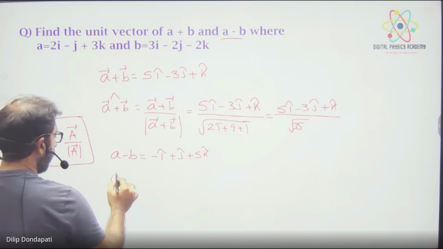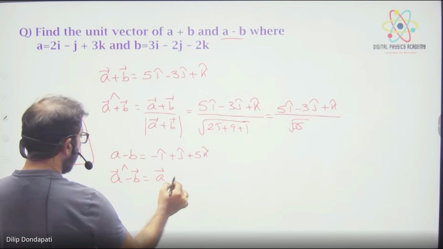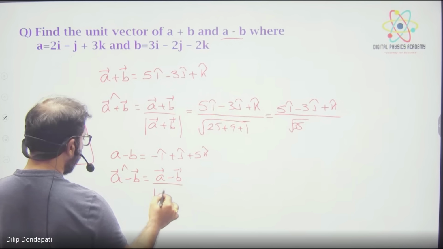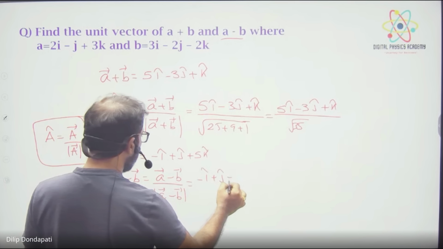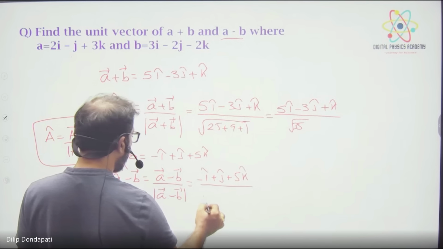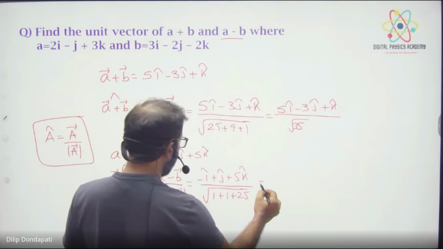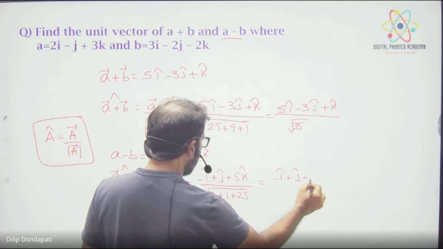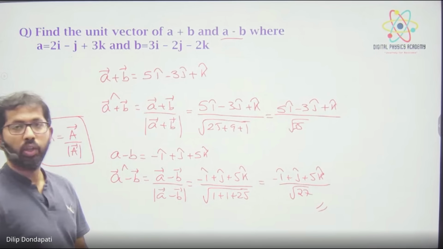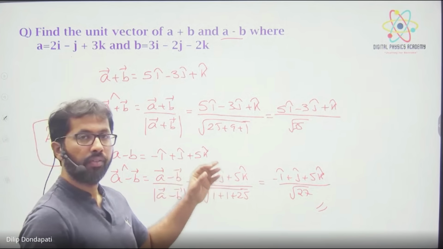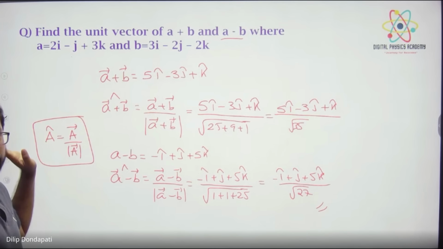Now इसका unit vector cap, vector a by mod a. Vector is minus i cap plus j cap plus 5k cap by mod a, under root 1 plus 1 plus 25. So 27. So minus i cap plus j cap plus 5k cap by root 27. This is the answer. Unit vector का find करना आने का, it's simple. Vector a by mod a is the formula. Unit vector का काम क्या है? To indicate the direction. That's it. उसका magnitude is 1.